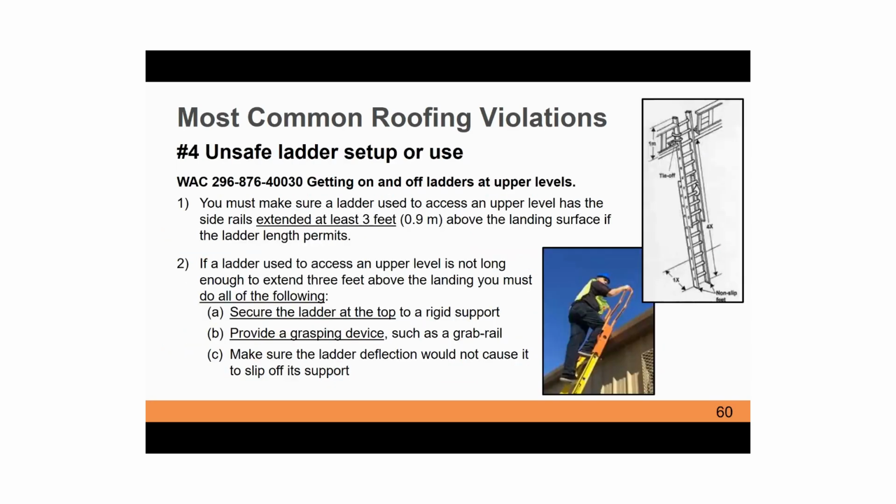Number 4 is unsafe ladder setup or use. Getting off and on ladders at upper levels, you want to make sure that your ladder comes up 3 feet above the landing surface, if the ladder permits. So this is one that's often understood incorrectly. If your ladder is long enough, then we want to see 3 rungs up in the air, so they have something to grab onto to get off and onto that ladder.